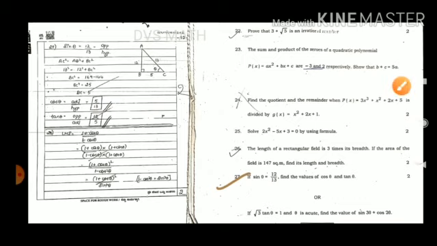Next, and here there is an option, or if root 3 tan theta is equal to 1, then theta is an acute angle, find sin cos theta. So here root 3 tan theta is equal to 1, so tan theta becomes 1 by root 3. So 1 by root 3, and apply the angles and you can find the theta value. By substituting here you can find. So there is an option, so which is easy, you can choose that one.